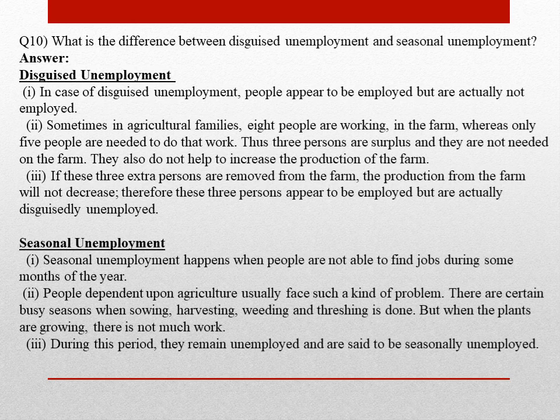They also do not help to increase the production of the farm. Third, if these 3 extra persons are removed from the farm, the production from the farm will not decrease. Therefore, these 3 persons appear to be employed but are actually disguisedly unemployed.